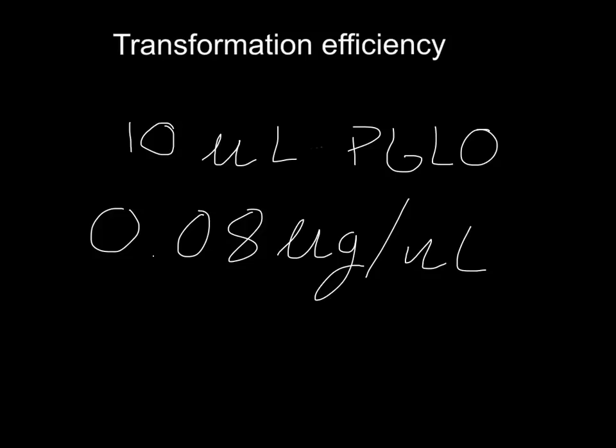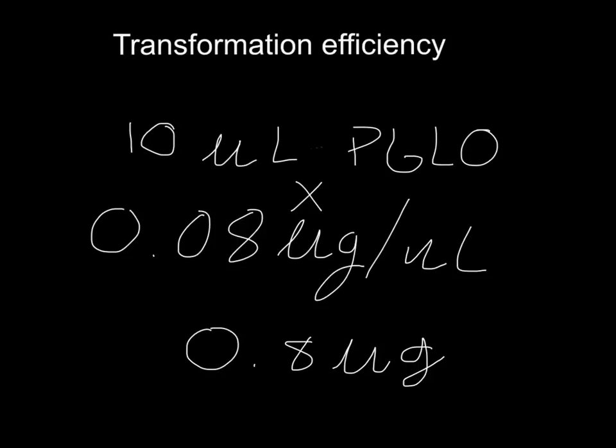So when you multiply that by your 10 microliters, you will get a total amount of DNA of 0.8 micrograms. This mass is important, and you're going to be using this again in your next step.